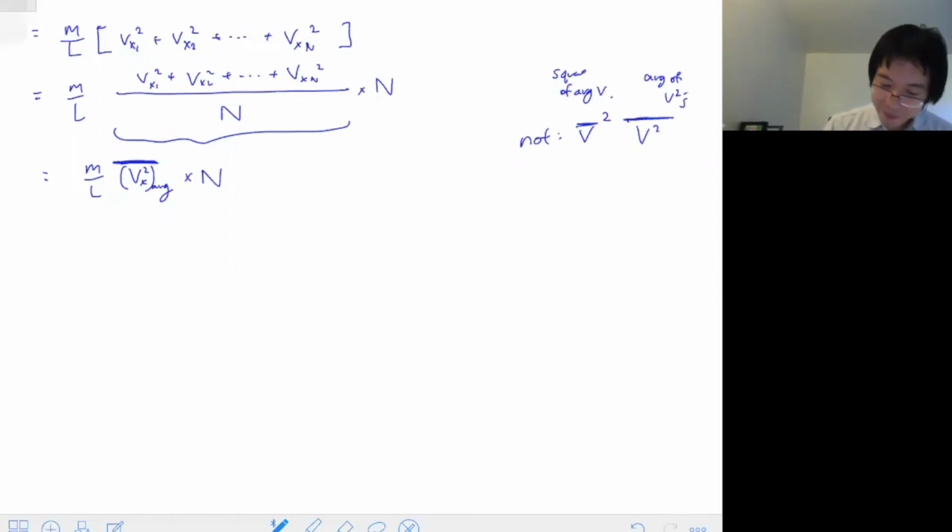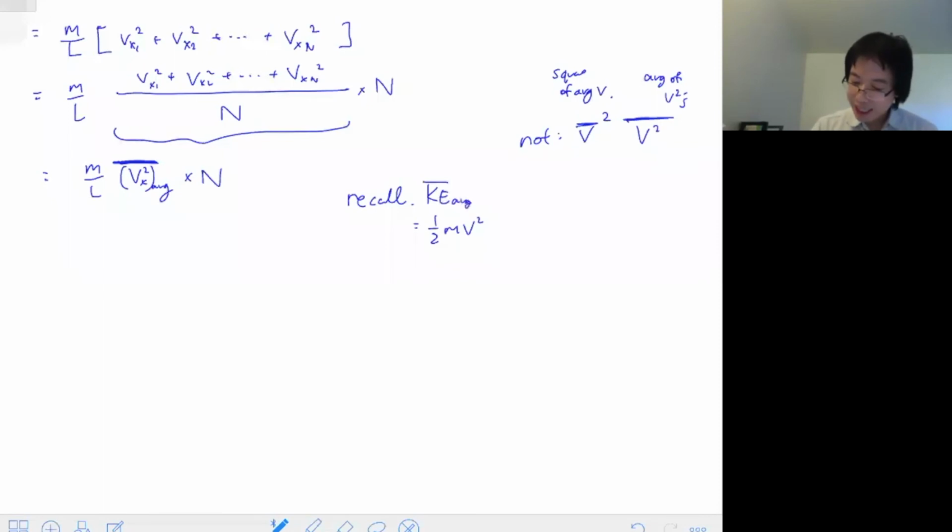Okay, now remember that the kinetic energy is half mv squared, right? So the average kinetic energy is the average of this, but the mass doesn't change, so you can pull out the 1/2 and m, so it's the average of v squares. We're very close to drawing together these two, right? But not quite, because this is v average, this is vx average.